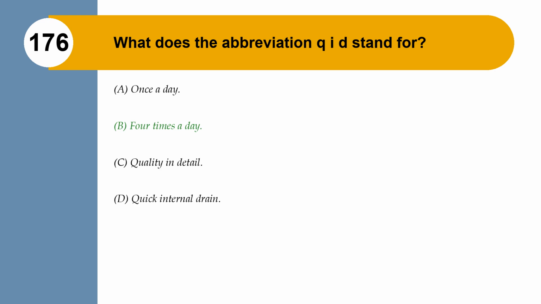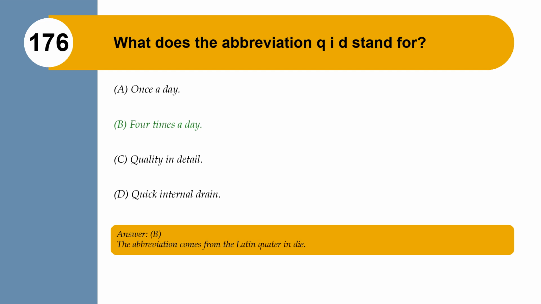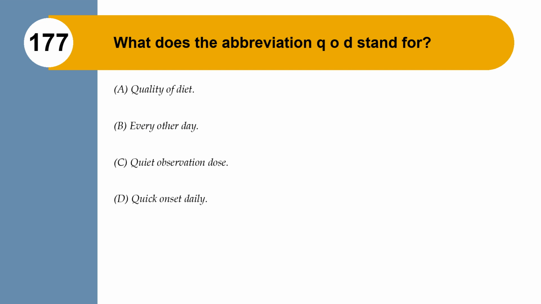The correct answer is option B, 4 times a day. Explanation. The abbreviation comes from the Latin quater in die. Question 177. What does the abbreviation QOD stand for? Option A, quality of diet. Option B, every other day. Option C, quiet observation dose. Option D, quick onset daily.